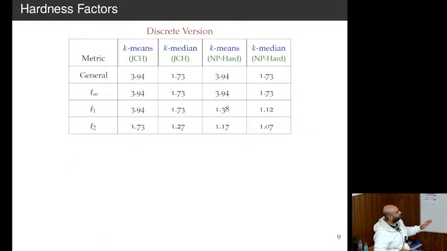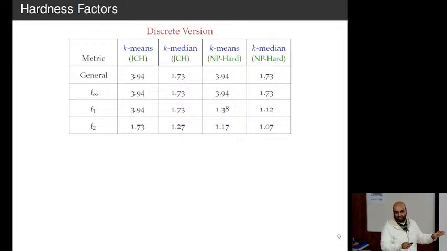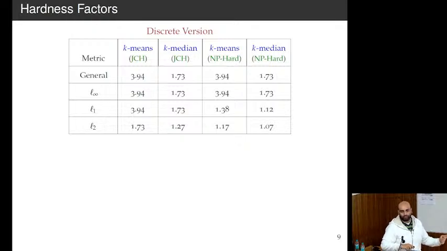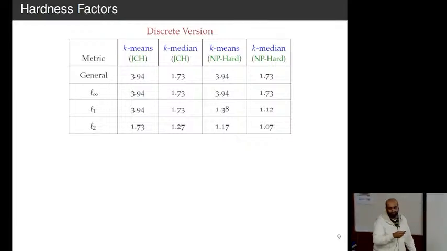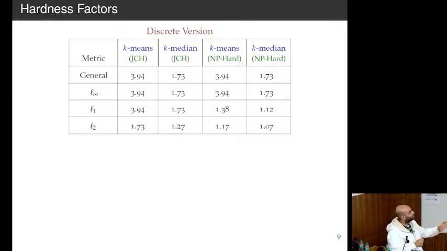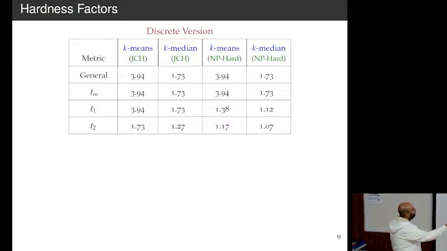Okay, good. So again, for the hardness factors, in the discrete case, where the candidate centers are given to you as part of the input, we get a bunch of nice numbers. These are not 1 plus epsilon where epsilon is very tiny. These are non-negligible numbers. The first 2 columns are under what is called JCH, the Johnson Coverage Hypothesis, which I'm going to describe later in the talk. And for the other 2, we prove a weak version of the Johnson Coverage Hypothesis, so we get unconditional NP-hardness. So the numbers are a bit less here, but here they are more.